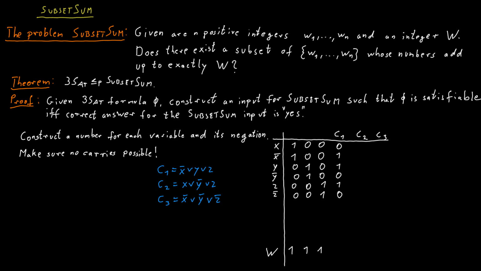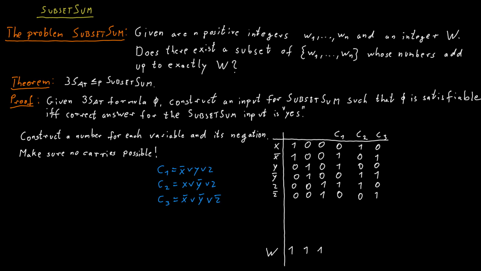And then for the second clause, we have x, and not y and z, so we set those to 1, and we set everything else to 0. And then for the third one, in the same way, we set not x and not y and not z to 1, and x, y, and z to 0. Again, remember that these are not binary numbers, but decimal numbers.